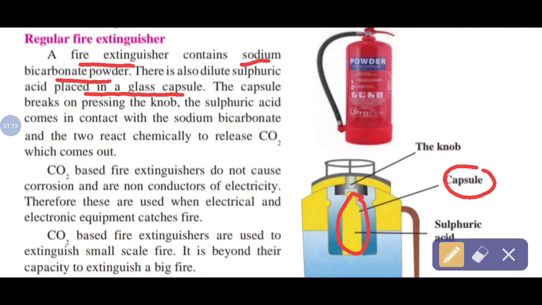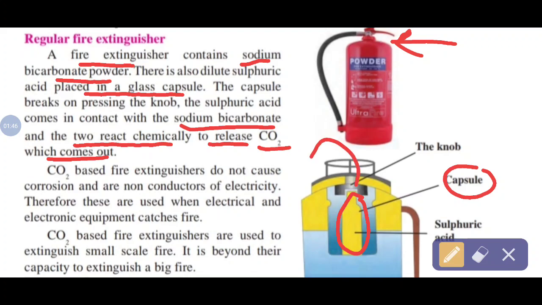The capsule breaks on pressing the knob. If we press this knob above, show here, check. This knob is pressed, then what happens? The capsule breaks. The sulfuric acid comes in contact with sodium bicarbonate and the two react chemically to release carbon dioxide gas, which comes out from this fire extinguisher, from this pipe.